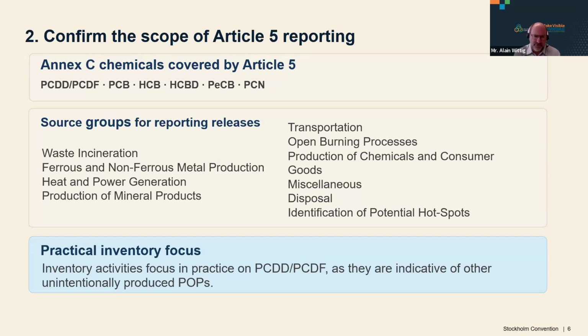One point to make is that in practice, inventory activities focus mainly on dioxins and furans, because these substances are indicative of the potential presence of other UPOPs. So a comprehensive, well-prepared dioxins and furans inventory can help identify other sources, and support measures for UPOPs in a broader sense.